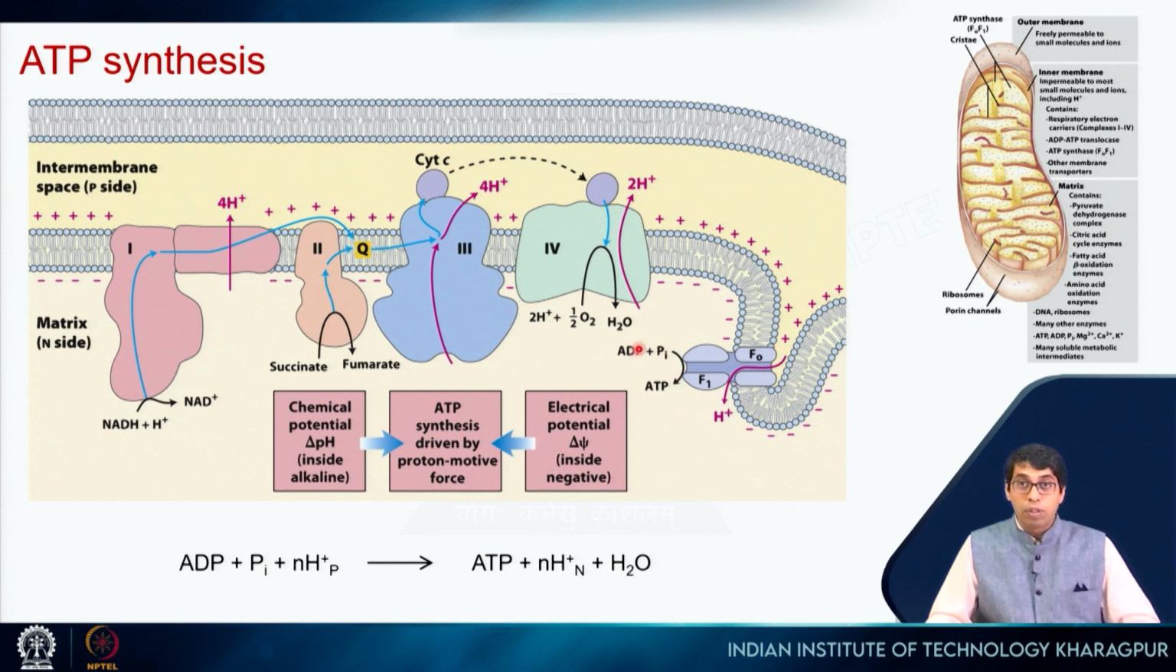So, this is not a favorable reaction. To drive this reaction, we will use the energy which is stored across the membrane. So, there is this enzyme complex called the ATP synthase, which will result in ATP synthesis. It will allow the passing of protons along the gradient, and it will use that energy to synthesize ATP.